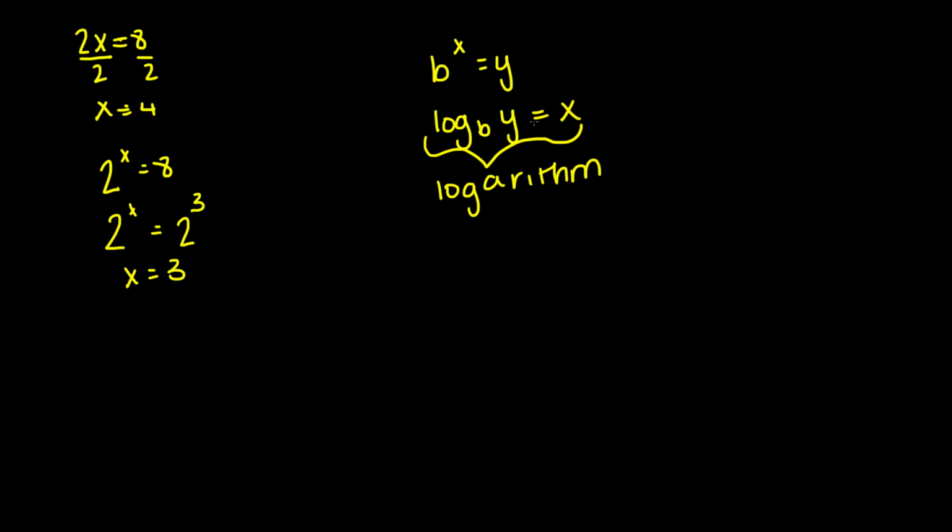So to solve the equation 2^x = 8, we can rewrite this. So 2^x = 8 can be rewritten as log of my base of 2, of 8, of my solution there, is equal to x. And the way we read this is the logarithm base 2 of 8, or I typically say log base 2 of 8 is equal to x.